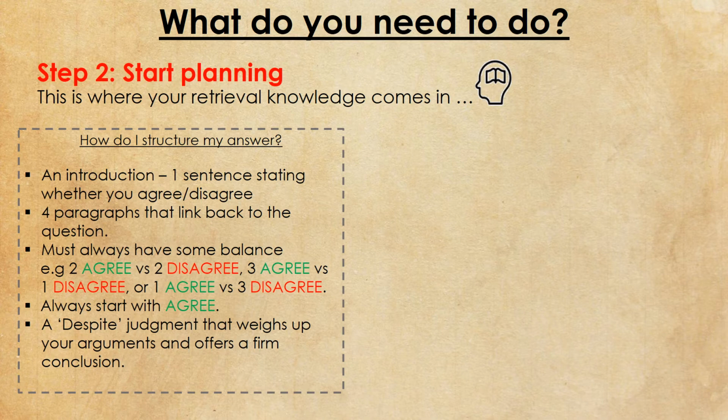What you can't do is 4-0. So you couldn't do 4 agree, 0 disagree. You couldn't do 4 disagree, 0 agree. There's got to be a balance in there on some level.